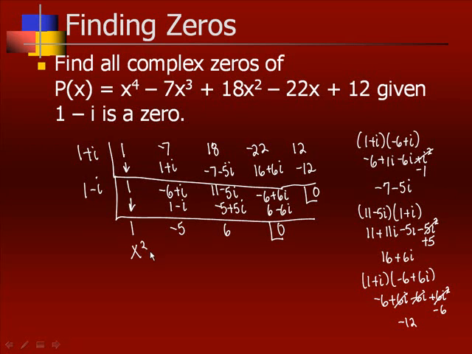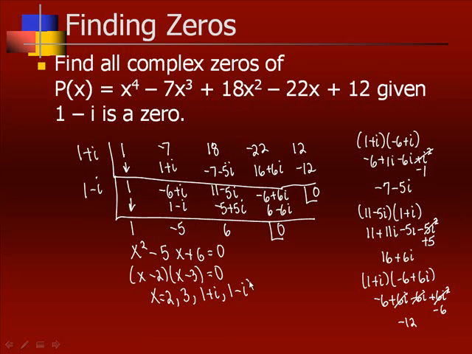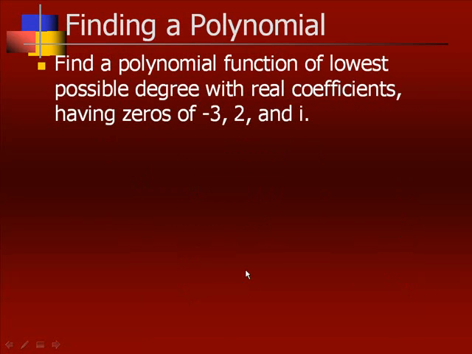So this would give us x squared minus 5x plus 6 equals 0. Now this one's going to factor x minus 2, x minus 3, so we get solutions of 2, 3, 1 plus i, and 1 minus i. Now, let's go the other way.